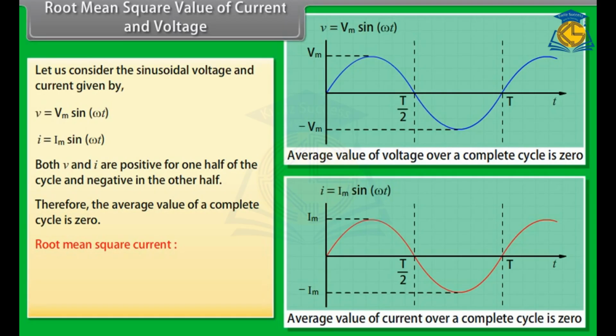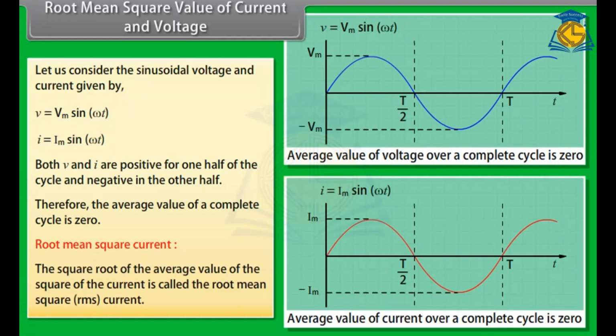Root mean square current. The square root of the average value of the square of the current is called the root mean square, or RMS, current.